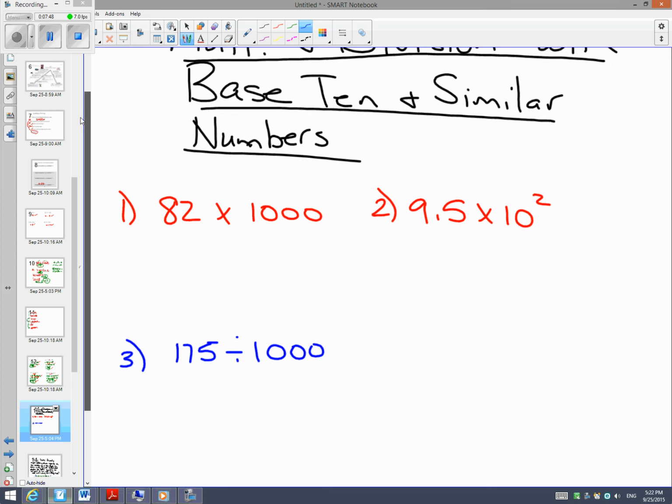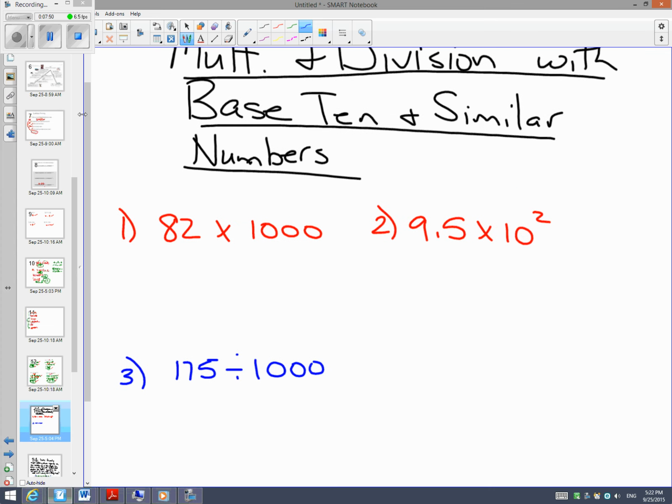So now we're looking at multiplying and dividing with base 10 numbers and similar numbers without using a calculator. And what we do there is our first step is to identify where our decimal is. Sorry, what you should be doing first is hitting pause and trying out these 3 questions. So go ahead and hit pause, do the questions, then check to see if you're right.